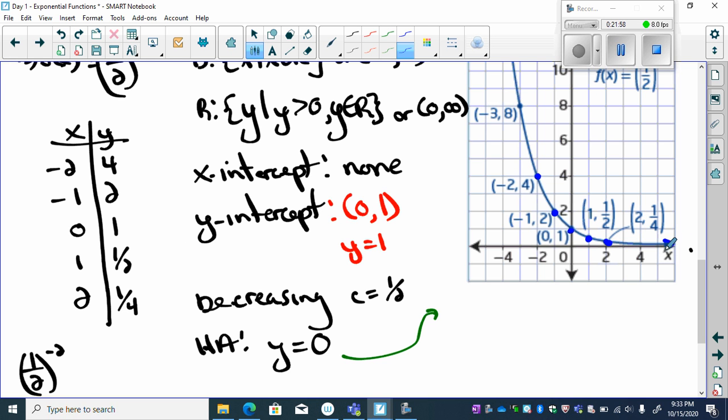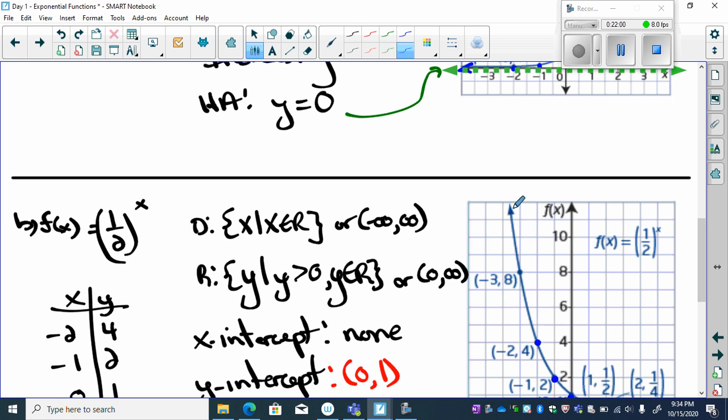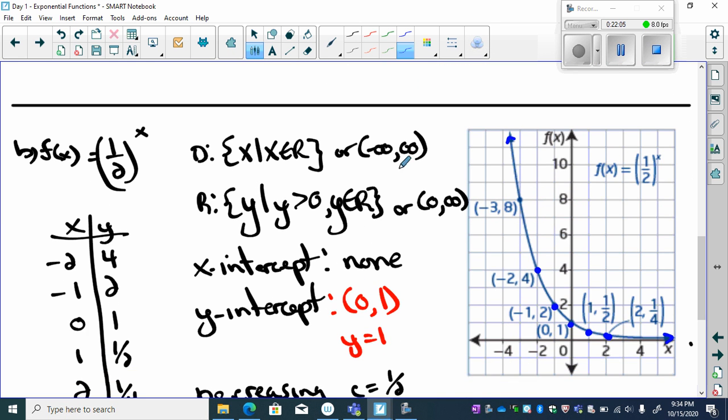Notice there's an arrow here, and once again you can see all of this information is the same. The domain x belongs to the real numbers. The range y is greater than 0. This blue curve is all above the x-axis. The further right you move, the closer you're going to get to the x-axis, but you're never going to go below it. So that tells us that there's no x-intercept. The y-intercept is 0, 1, or y equals 1.